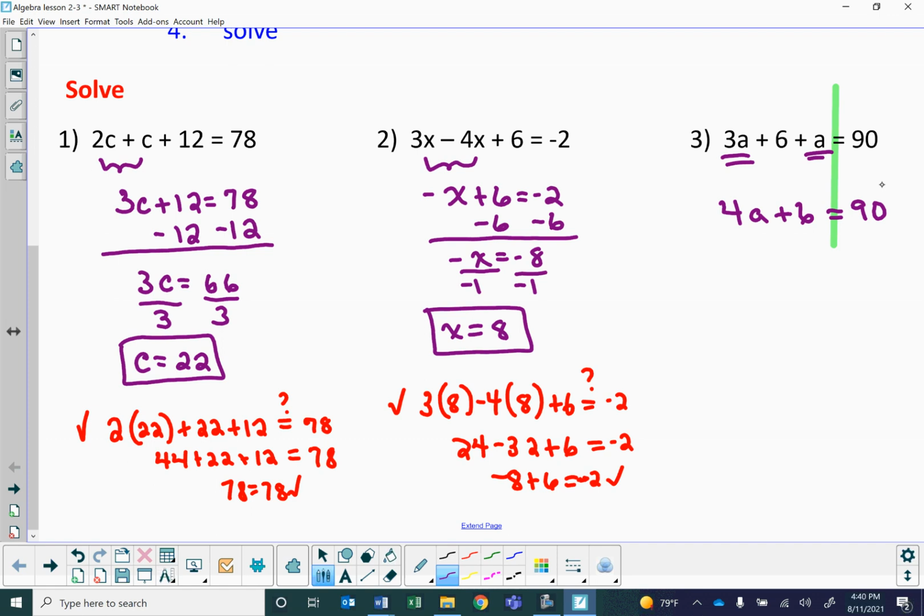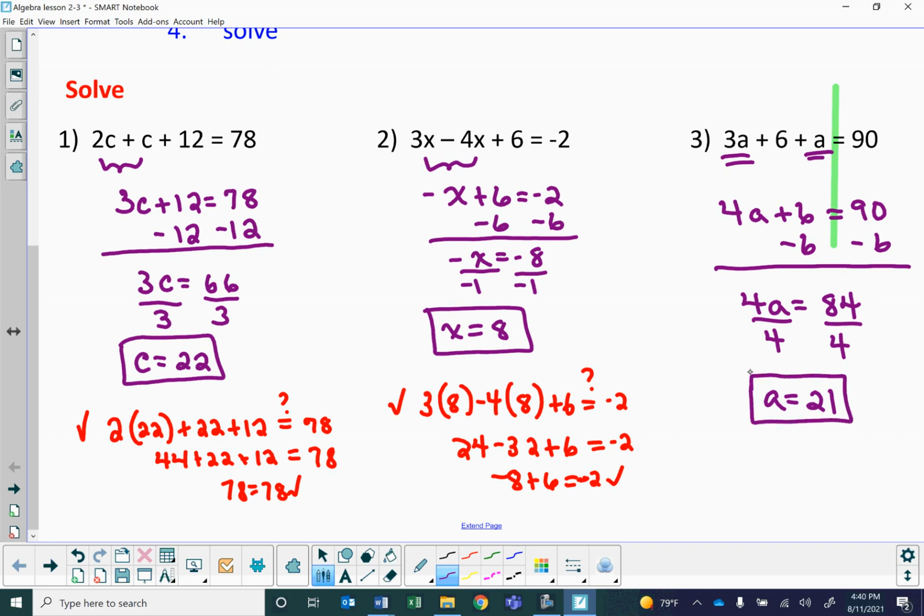There's not an a on one side of the equal sign and another a on the opposite side of the equal sign. So 4a plus 6 equals 90. Subtract 6. So I will have 4a equals 84. To get a by itself, divide by 4. A will equal 21.